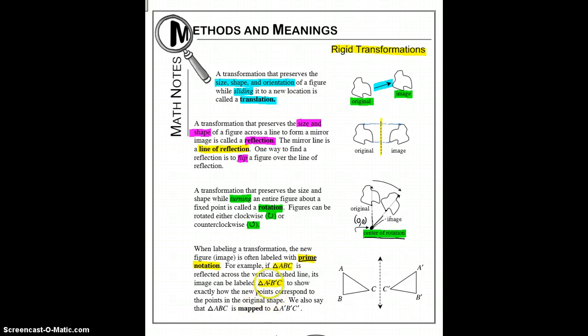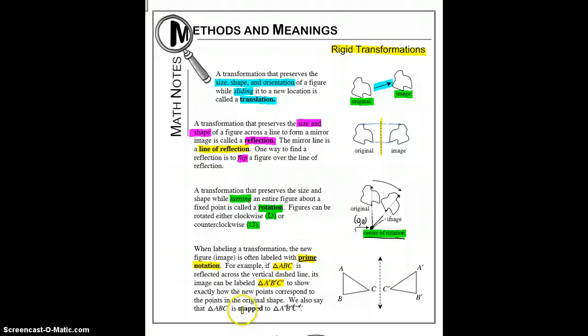We do this to show that point A and A prime are related. It's just that A prime has been transformed somehow from A. Same with B and same with C. Now in some cases we may have a double prime or a triple prime. The number of primes or apostrophes that you see simply tells you that the image you're looking at has been reflected, translated, or rotated once, twice, three times. That's that prime indication.